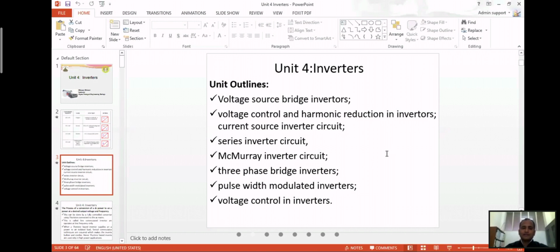Current source inverters, series inverter circuit, then McMurray inverter circuit. These are different types of inverter circuits. Three-phase bridge inverters, pulse width modulated inverters. What is the operation? How does it work in pulse width modulation inverters? Voltage control in inverters: how to control the voltage in the inverters? So these are some of the things which we are going to learn in this particular unit.